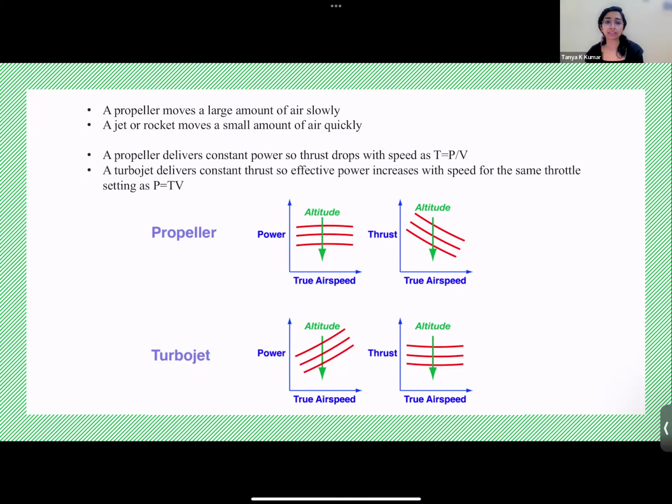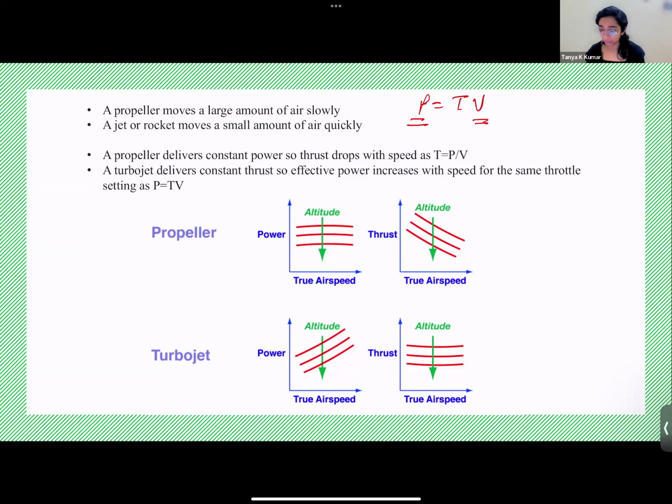So what happens is that in the case of a propeller driven aircraft, its power remains almost constant with the change in speed, okay? So what happens is that the thrust drops. When the power remains constant, the thrust drops. Your equation for power was PV. So when the power remains constant and the velocity is increasing, your thrust will drop, right?